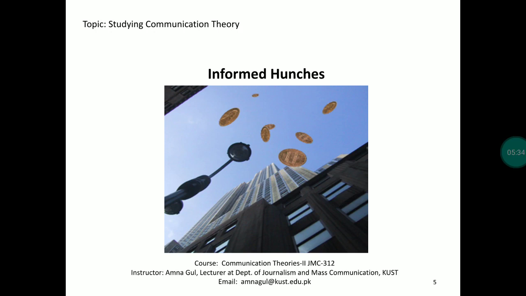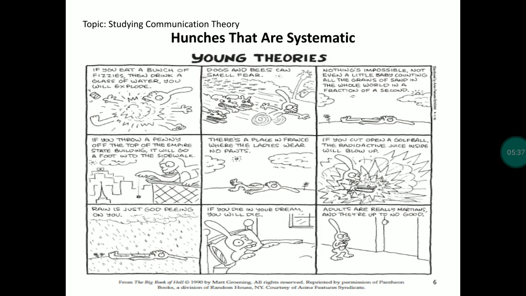Then we talked about the hunches that are systematic, that scholars reserve the term theory for an integrated system of concepts. So a theory does not just lay out multiple ideas, rather it specifies a relationship among them. Fine. So for example, what is the relationship of those things? How do they systematically, logically fit in? How are these things related? That is very much necessary.